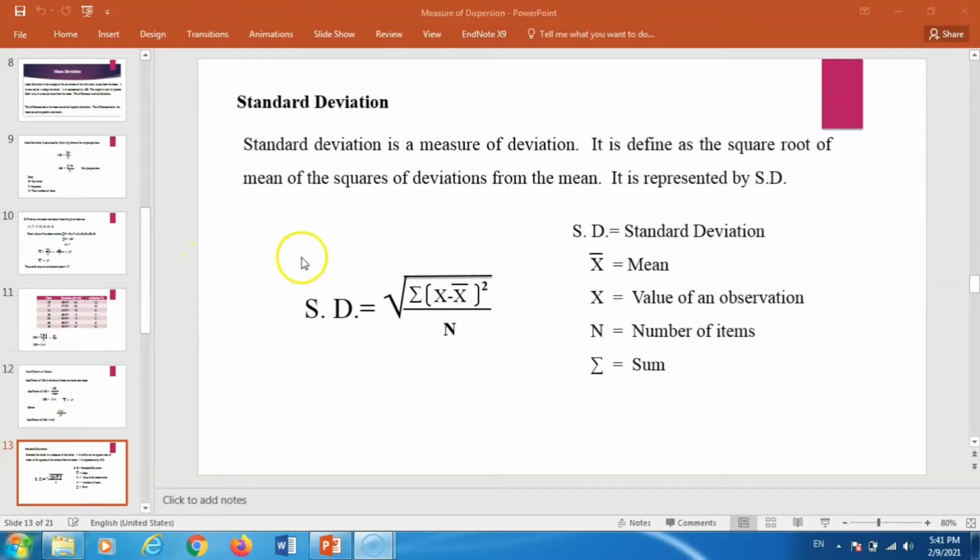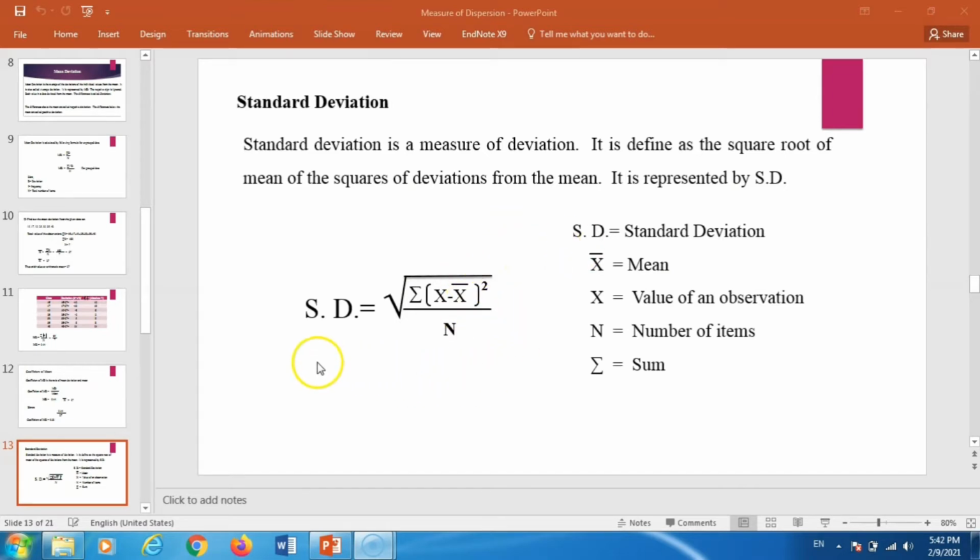Hello everybody. Today let us see standard deviation. Standard deviation is a measure of deviation. It is defined as the square root of the mean of the squares of deviations from the mean. It is represented by SD, or it is also represented by the letter sigma.